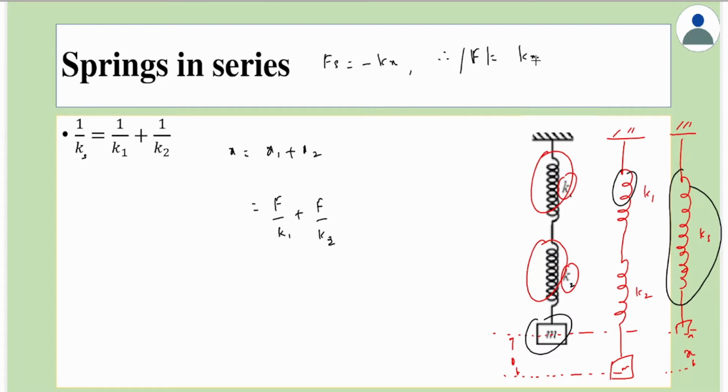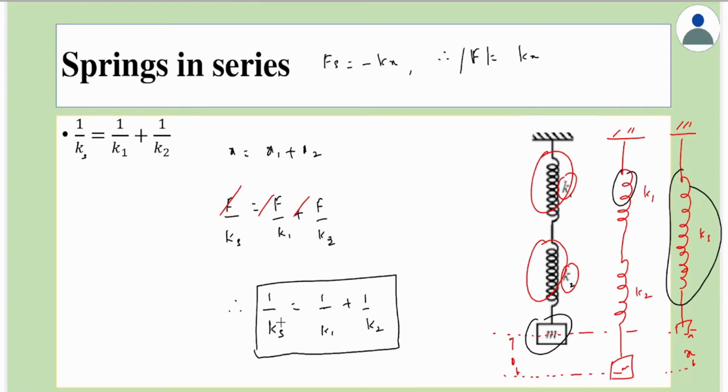From here we get K is equal to F by x. For the equivalent spring, the force is still the same because it is the same mass attached to the spring. It becomes F by K suffix S. From here F gets cancelled. Therefore we can say that 1 by K suffix S is equal to 1 by K1 plus 1 by K2. If you have more springs, you can extend the same argument. So this is the equivalent spring constant for springs in series: the reciprocal of the equivalent spring constant is equal to the sum of the reciprocals of individual spring constants.